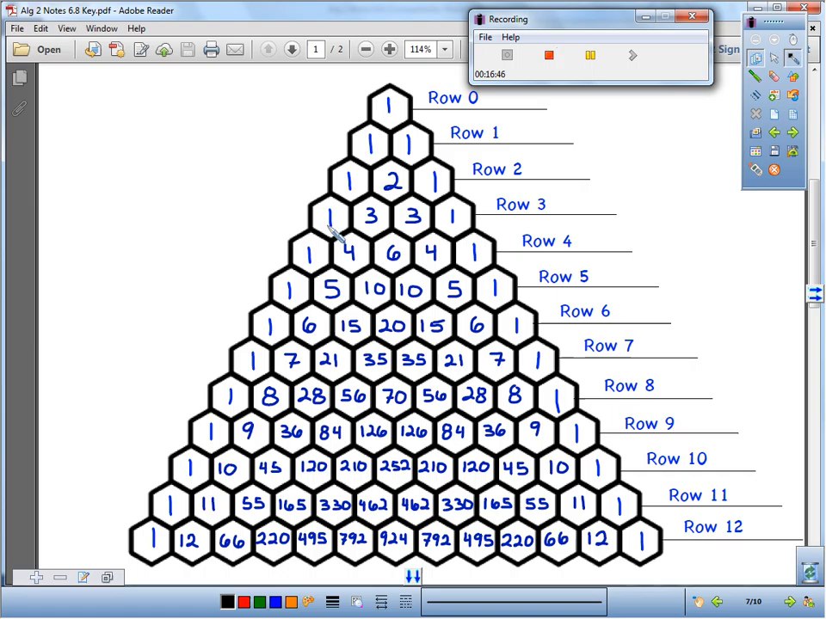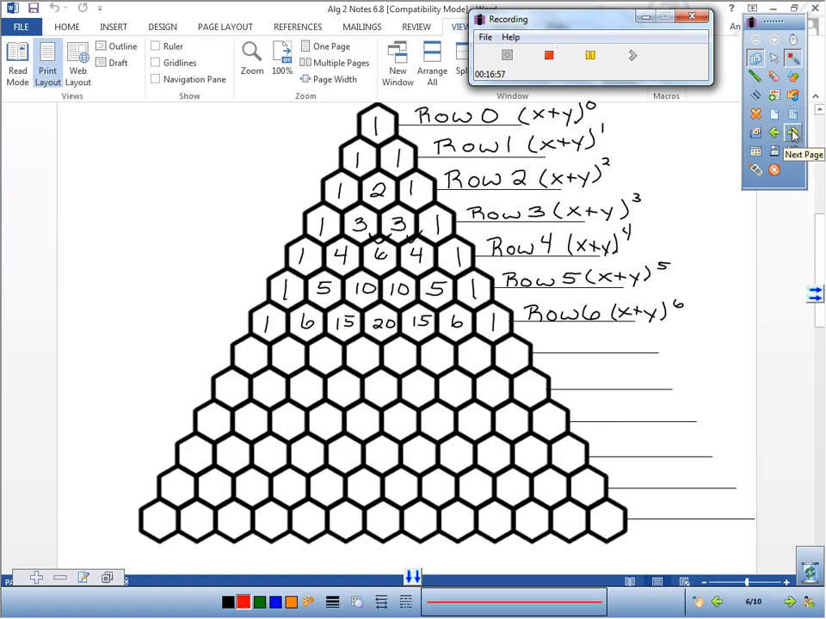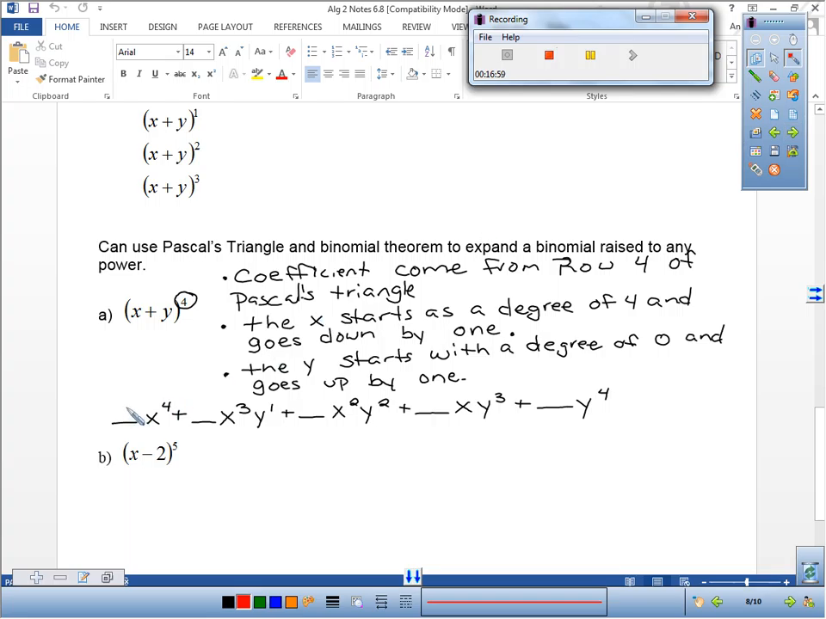Now I'm going to go back to our Pascal's triangle. Find row 4, which is right here. I want to use those numbers for my coefficients. So this is 1, 4, 6, 4, 1. Any questions over that? And that's what I would get if I expanded this, if I multiplied x plus y out 4 times. Any questions over that? We're good?